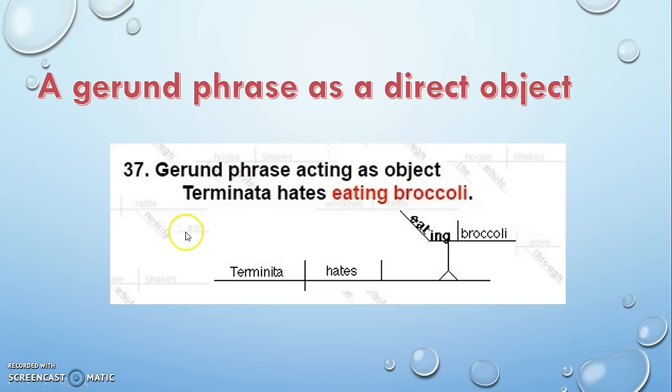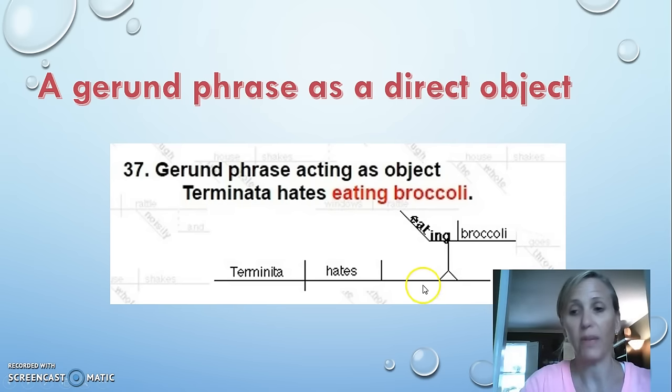All right, this is a gerund phrase acting as a direct object. So you're going to look at that middle flap right now. In that middle flap, and I don't know who came up with this name, no clue whatsoever. See, I'll even show my face because I was in disbelief that I saw this, but you're going to write this. Terminetta, I think that's how you say it, hates eating broccoli. In this case, eating broccoli is a gerund phrase that is acting as a direct object.